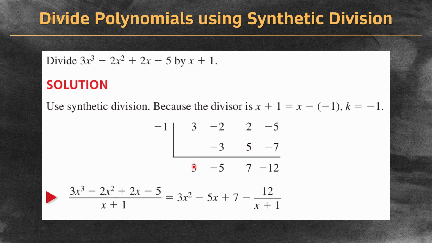So bring down the leading coefficient, multiply it with k. So 3 times -1, -3. Add it, -5. Times -1 is +5. 2 plus 5 is 7. 7 times -1 is -7. And add it becomes -12. So we have 3x squared minus 5x plus 7 minus 12 divided by x plus 1. That's our final solution. Again, take note of this in your notebook.